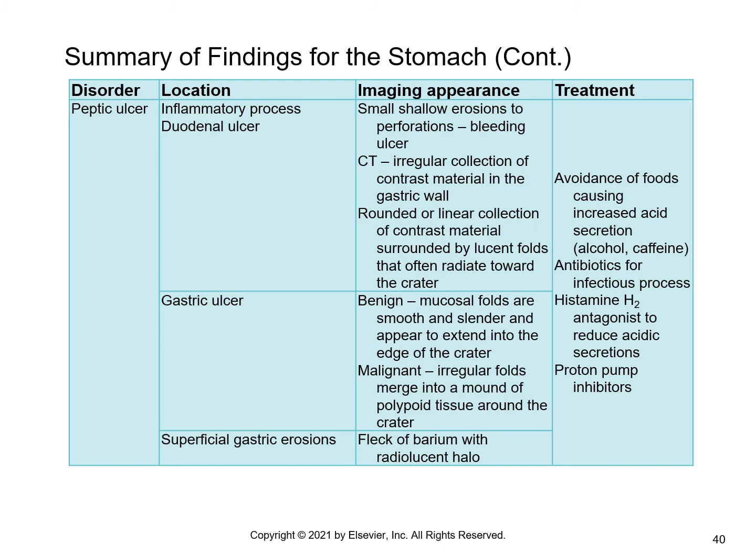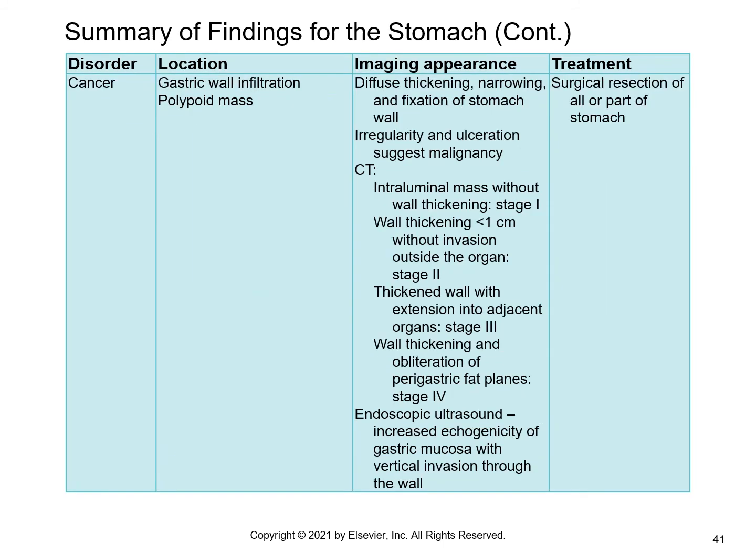Okay. Superficial gastric erosions. Lots of times this is something that's just detected on an area where a fleck of barium or a radiolucent halo will be noted on an upper GI. Then we have our gastric cancers. So there can be a couple different types. You can have a polypoid mass, where just the mass begins growing out of the mucosal wall out of control, and that creates a cancer.